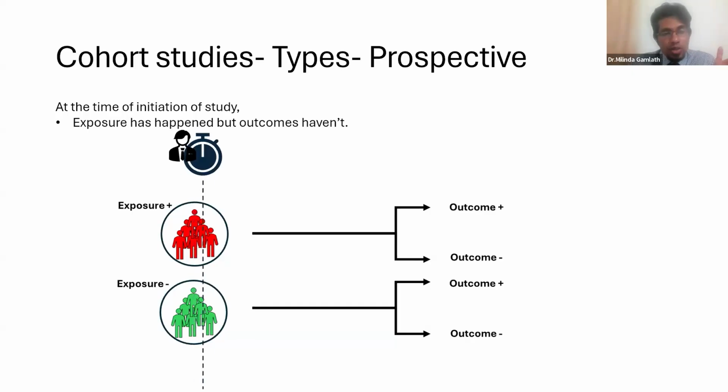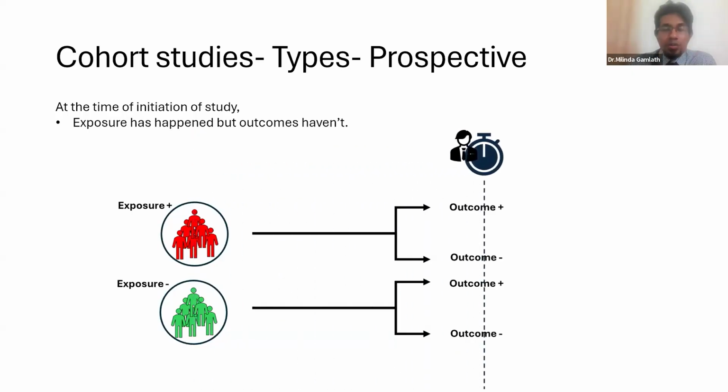And then you follow them up for a period of time. This can be 10 years or 20 years. At the end of those 20 years, some of them might have got lung cancer, right? So this is an example of a prospective cohort study. So then what is an example of a retrospective cohort study? What do you expect to happen in a retrospective cohort study? Right, sorry about that. That is an example of a prospective cohort study.